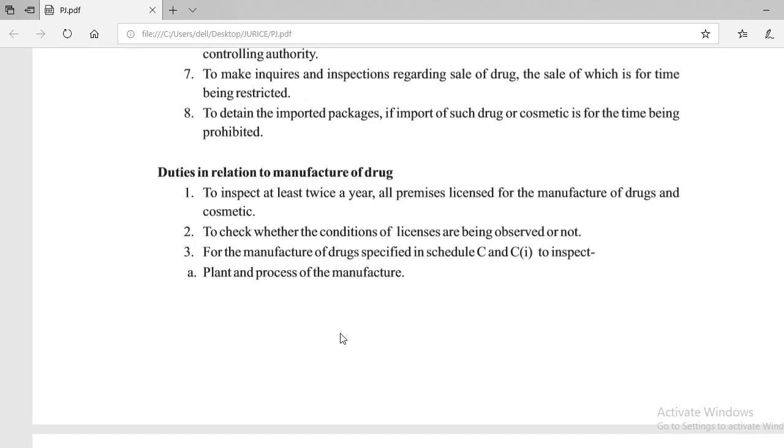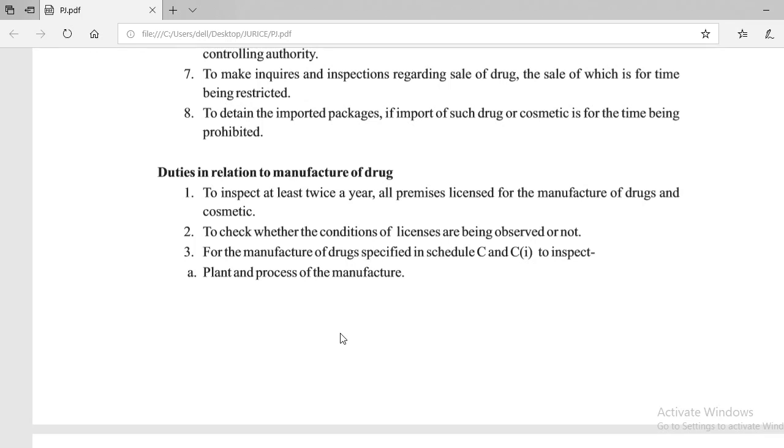He checks whether the conditions of license are being observed or not. As we have the license for selling of drugs, there is also a license for manufacturing, a license for importing, and a license for everything. So the drug inspector has to see that also.